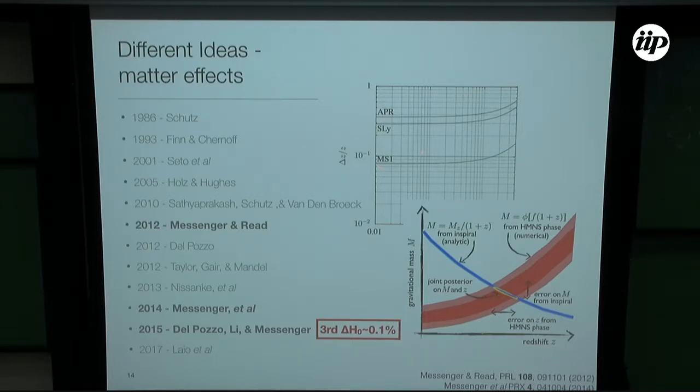So in the best case, we were getting around 10% error on redshift determination just from a binary neutron star waveform. So you're getting the distance the classic way, but you can also extract this redshift information. This is for ET. This is third generation. It needed to be third generation.